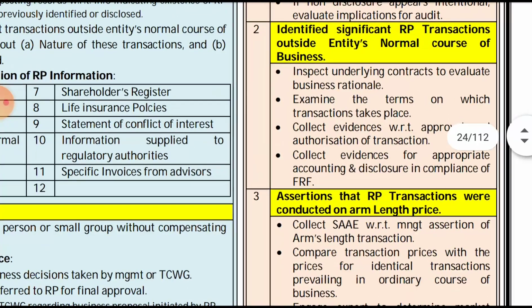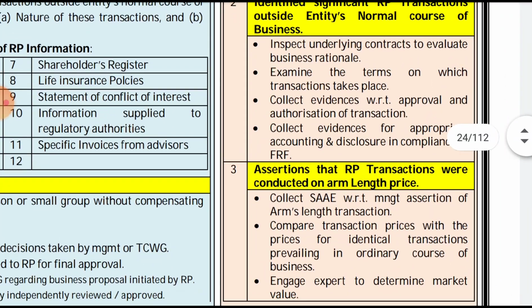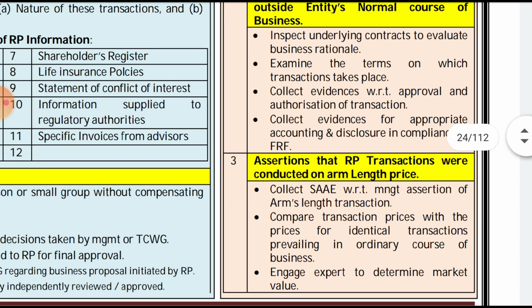Then the last point, assertions that related party transactions were conducted at arm's length price. First, collect sufficient appropriate audit evidence with respect to the management assertions of the arm's length price. Then compare the transaction with the price for identical transactions prevailing in the ordinary course of business.